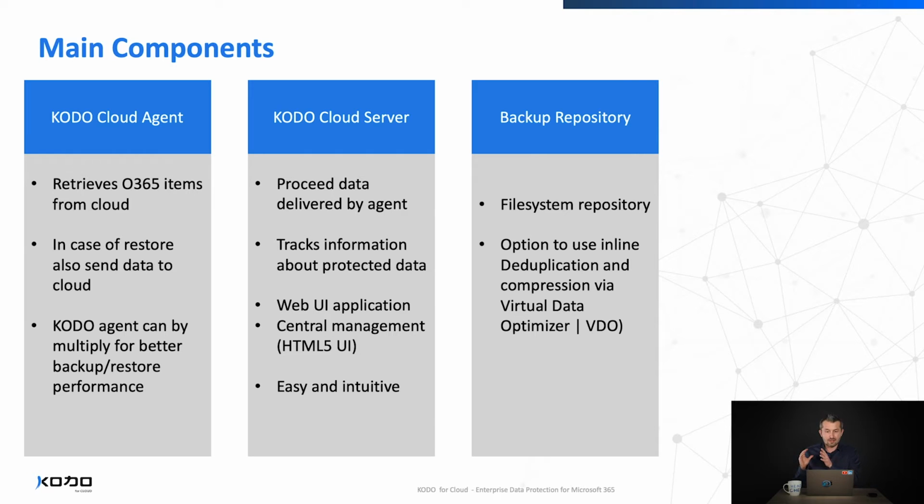And the third part is the backup repository. So we have an agent, we have a KODO server, and we have our repository where we store the data. And as I said before, we can use the native file system formats. So any file system that will be mounted in our server, which will be visible from the server side, the data can be written and read from this repository.